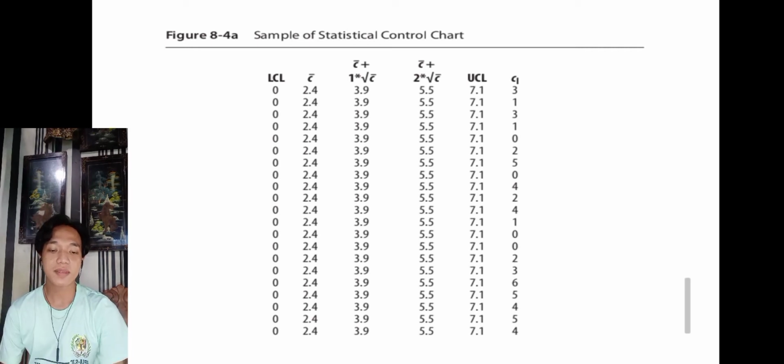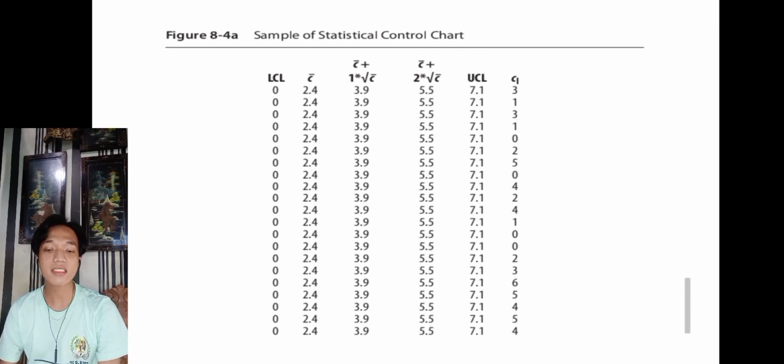Are there 5 successively increasing or decreasing points in a row? No. Are there 7 successive points that are all above or below the mean?